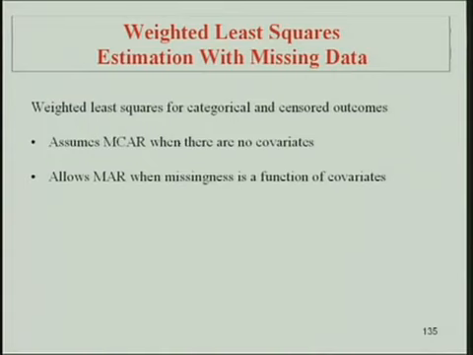When covariates are in the model, it allows MAR with respect to the covariates, in the sense that missingness can be a function of the covariates. But missingness cannot be a function of other dependent variables. So it's not the best method to deal with missing data for, say, growth modeling, where early Y observations are predictive of missingness at later time points.